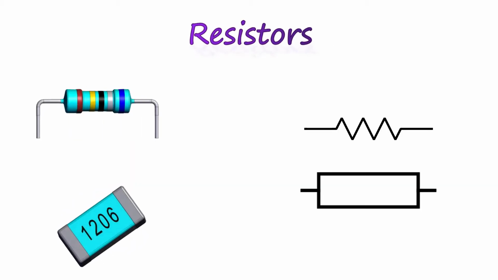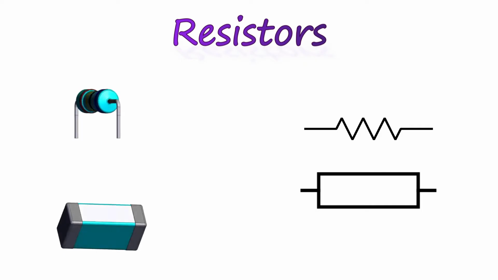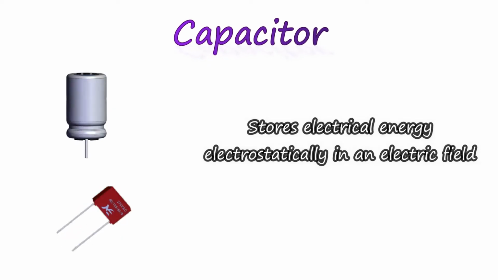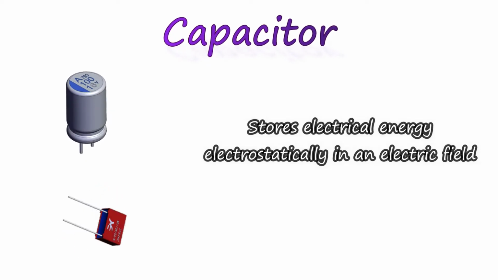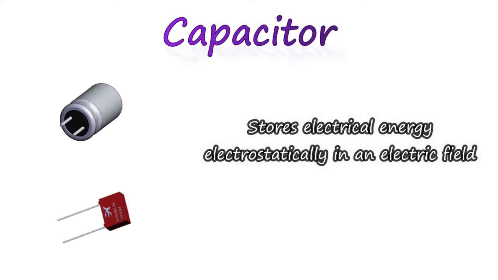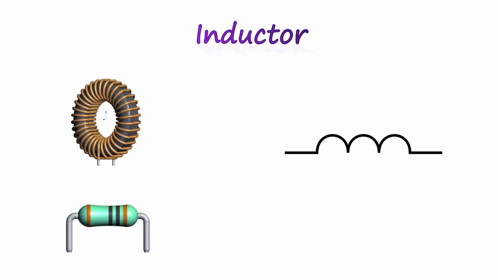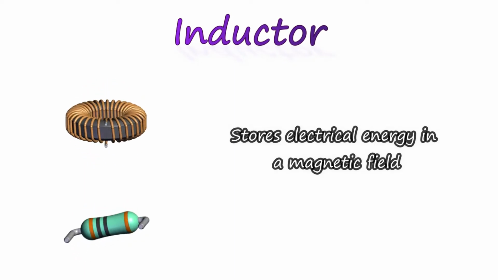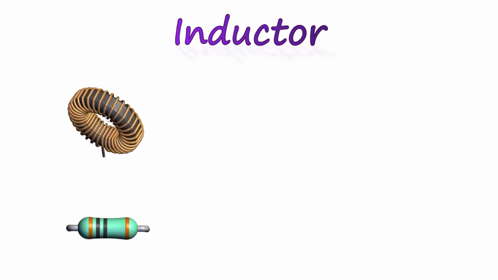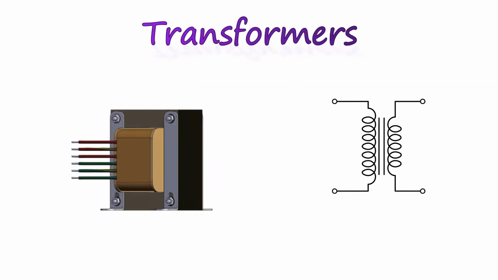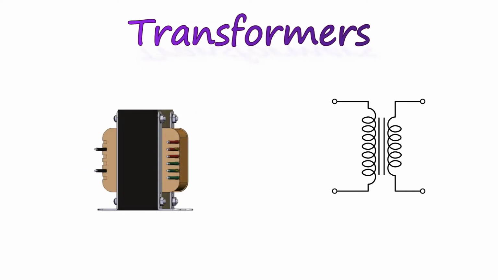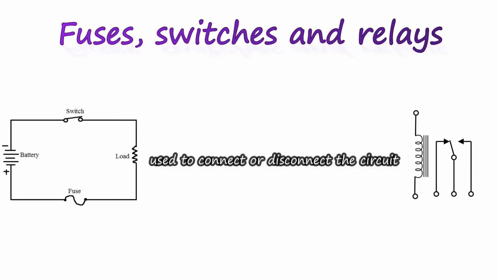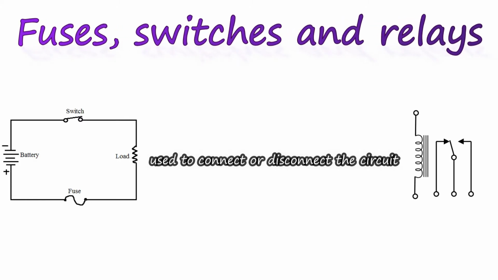The resistor, as its name suggests, resists the flow of electrical current in a circuit. The capacitor stores electrical energy in an electrical field, known as charging, and can release it later when needed, known as discharging. The inductor stores electrical energy in a magnetic field, allowing direct current to flow through it but not alternating current. Transformers are used to transfer electrical energy by means of a changing magnetic field. Fuses, switches, and relays are used to connect or disconnect the circuit.